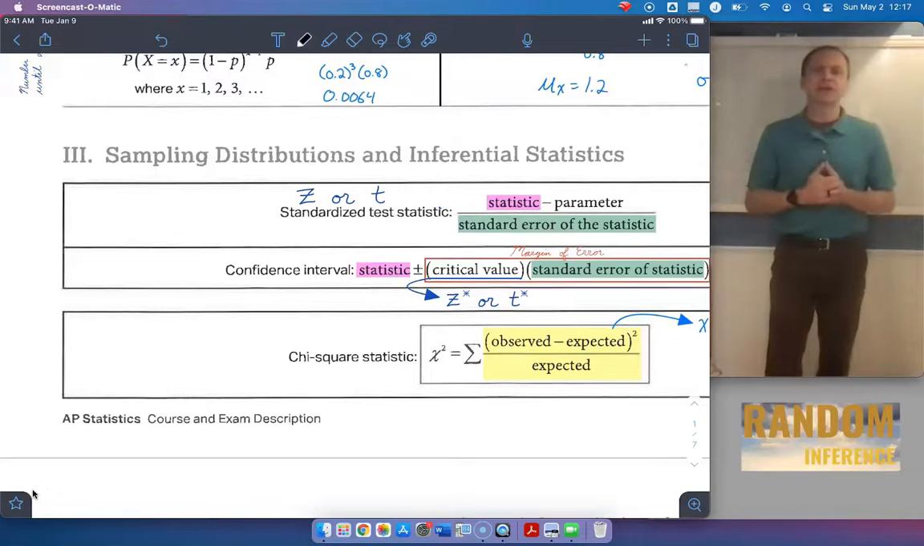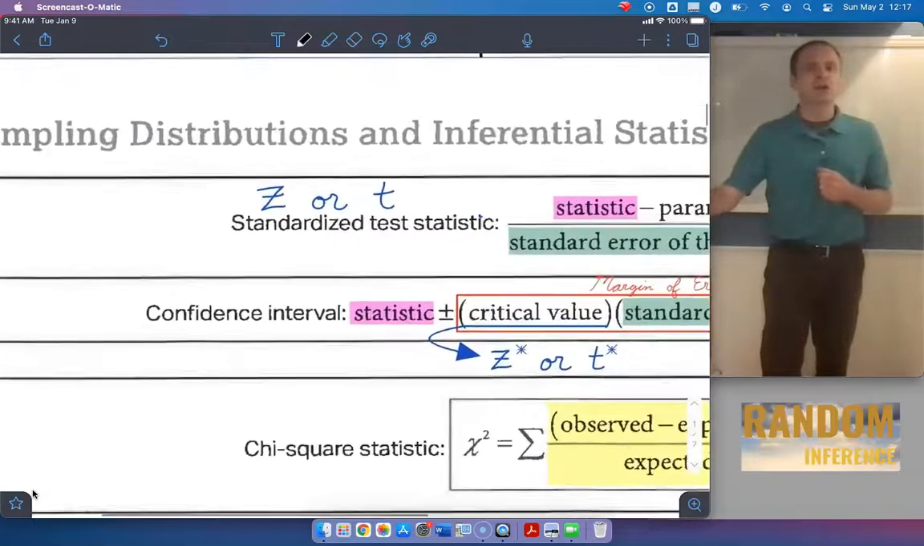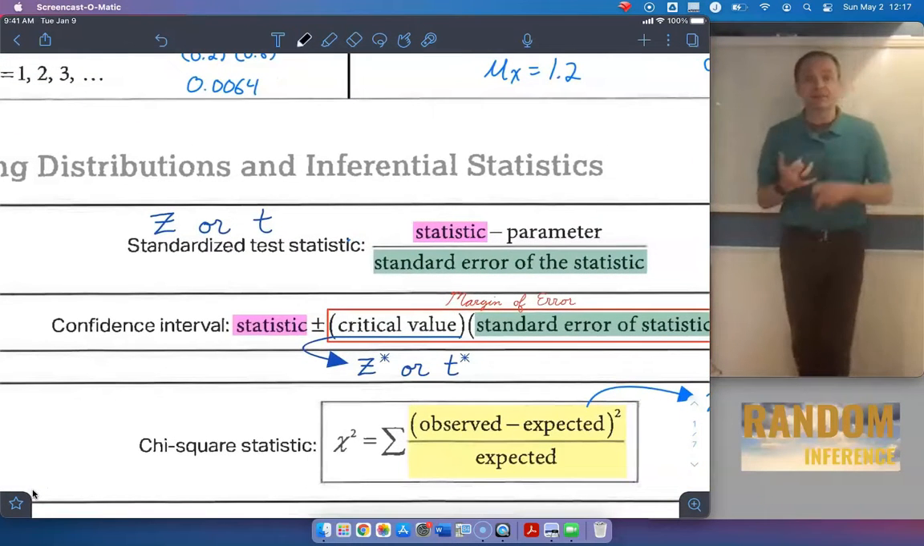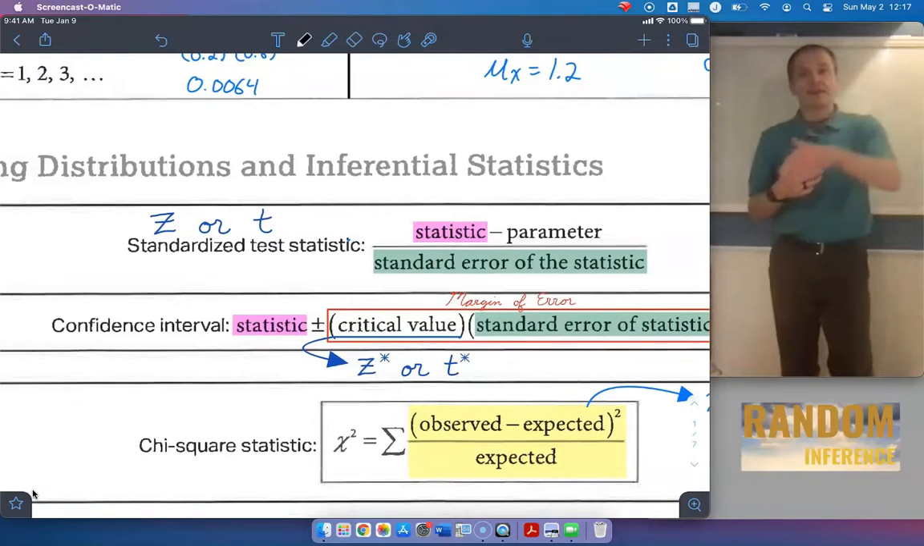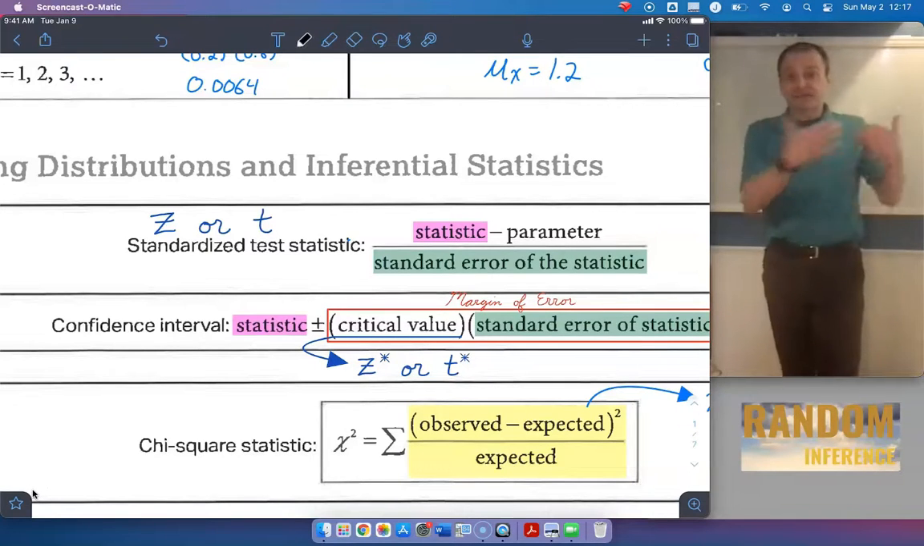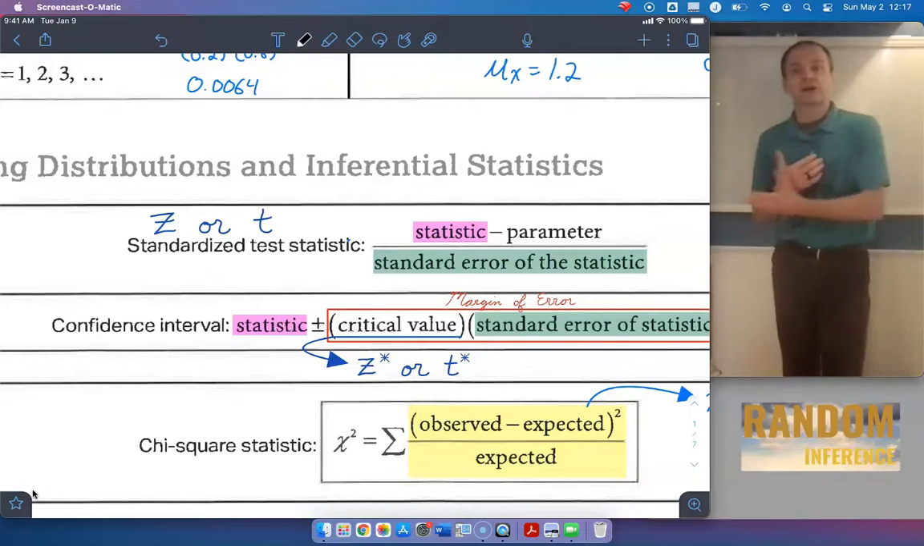The first one we're looking at is a standardized test statistic, and that's your Z or your T. And the general structure of that is statistic minus parameter divided by standard error of the statistic. And really, you can think of it even, it's what we observed minus what we expected to see when it comes to the numerator part of it.